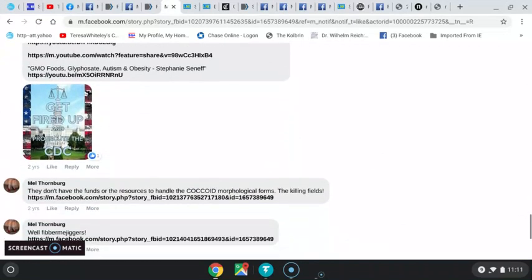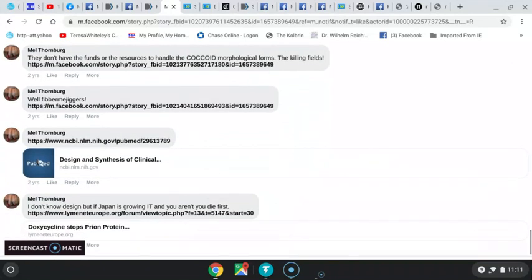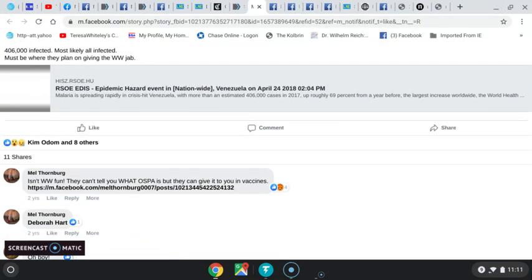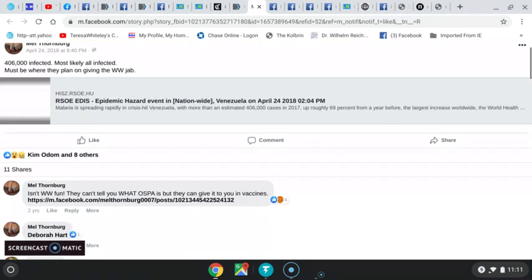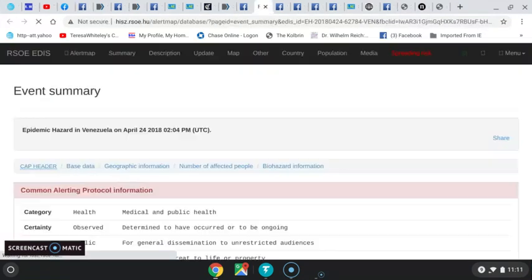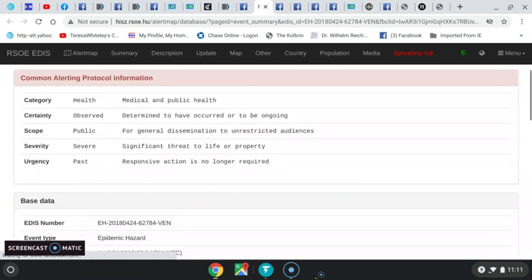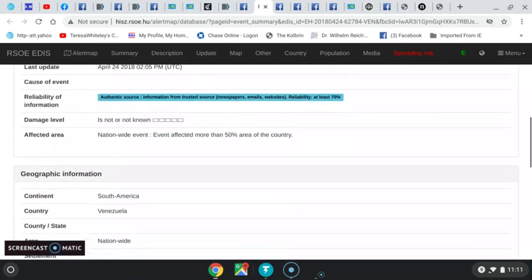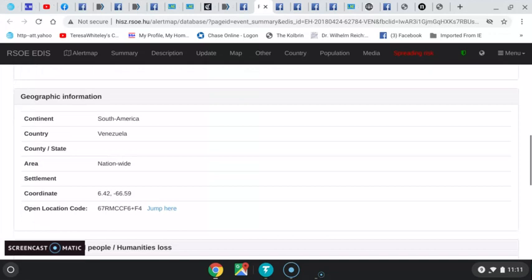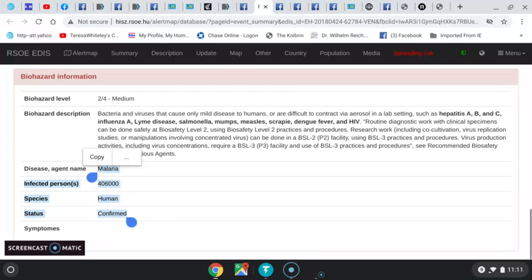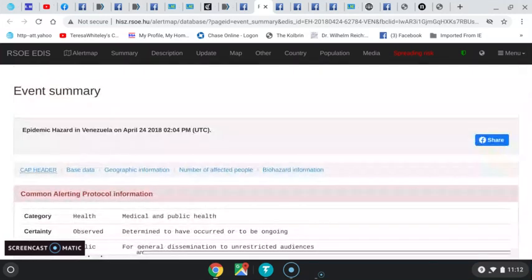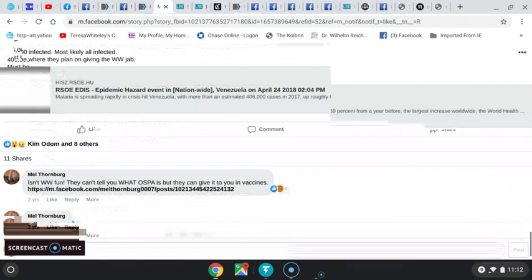It just gets worse and worse. They don't have the funds or the resources to handle the coccoid morphological forms, the killing fields. And we link here to the epidemic hazard. 406,000 infected, likely all infected. This was an epidemic in Venezuela in 2018. We had 400,000 malaria, 406,000 human confirmed. This is the real pandemic.